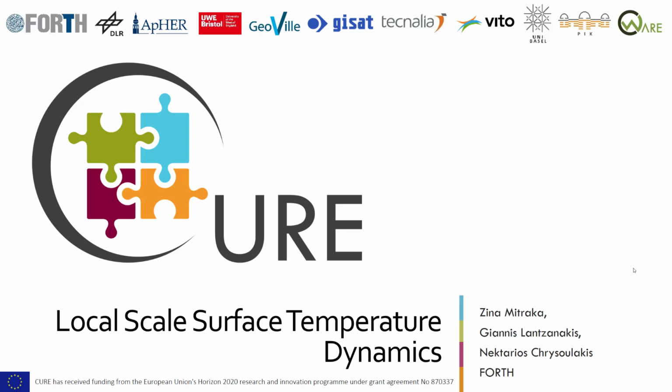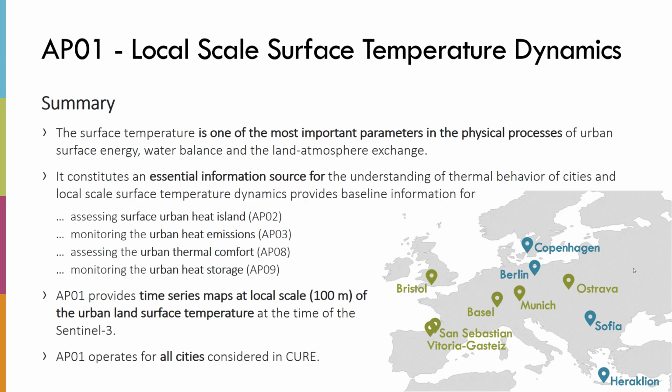The first one of the Live and Cure project applications is assessing the local scale surface temperature dynamics. Surface temperature is one of the most important parameters in the physical processes of urban surface energy and water balance, as well as the land-atmosphere exchange, and it constitutes an essential information source for their understanding and monitoring.